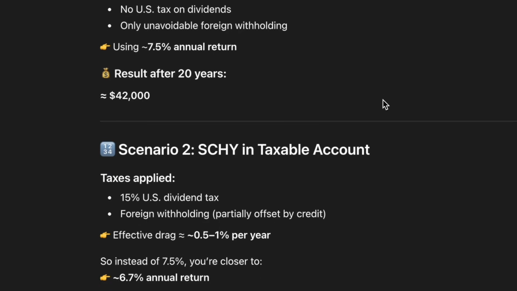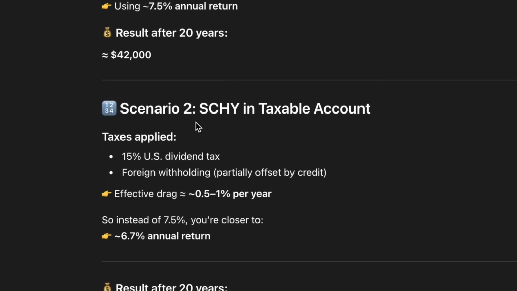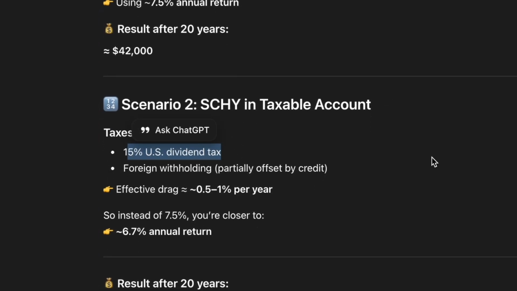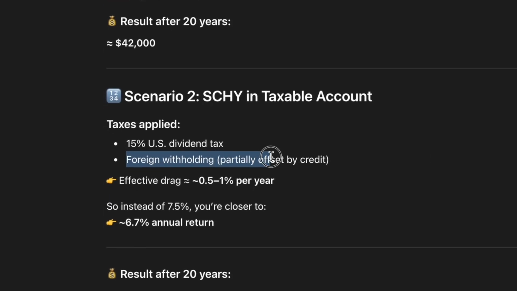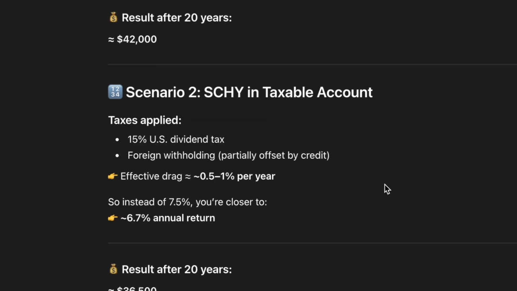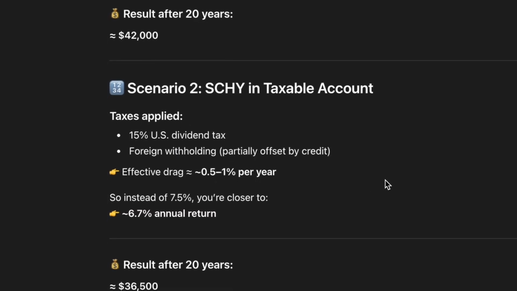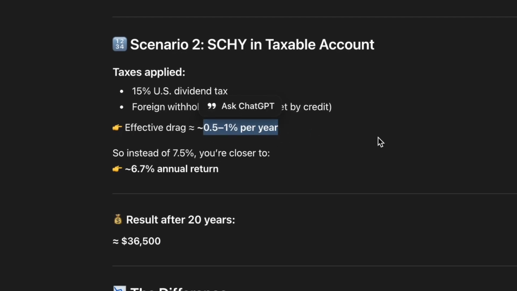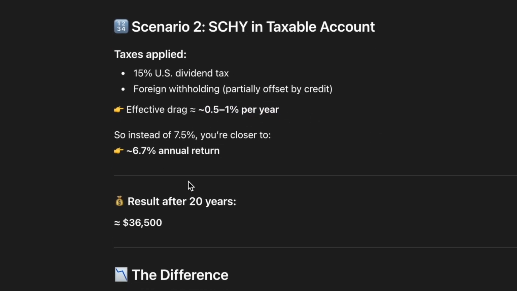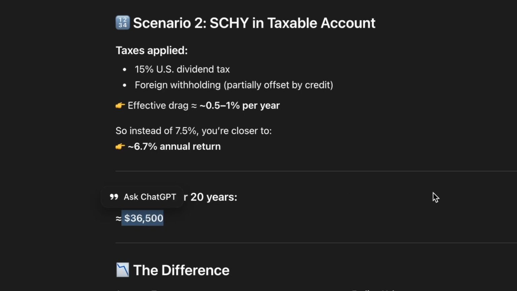Now let's look at SCHY in a taxable account. The taxes applied would be 15% US dividend tax, and then you would also have the foreign withholding, which would be partially offset by a credit, which each year you would have to file with your accountant. This would cause an effective drag of 0.5 to 1% every single year. Your result after 20 years would be $36,500.